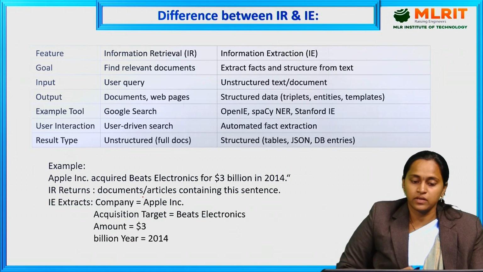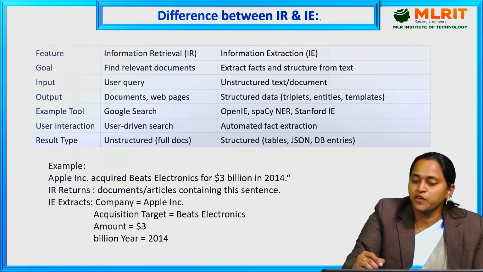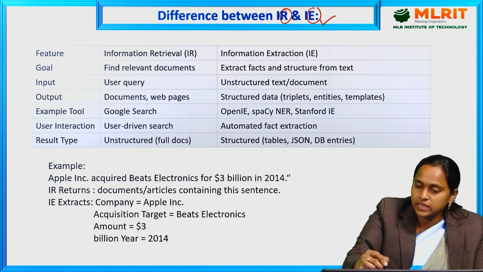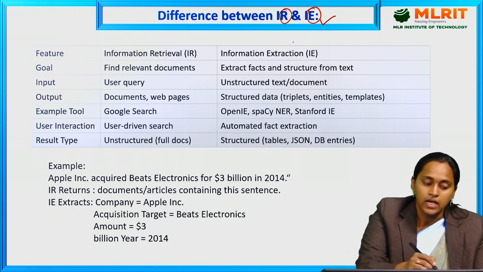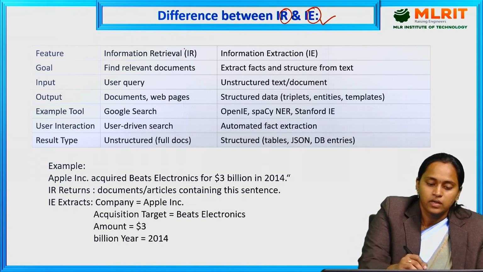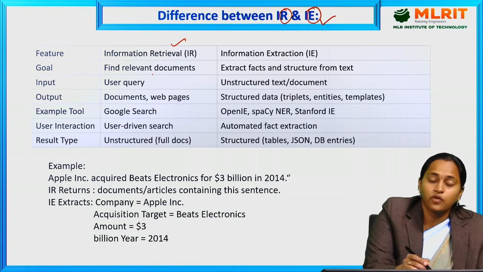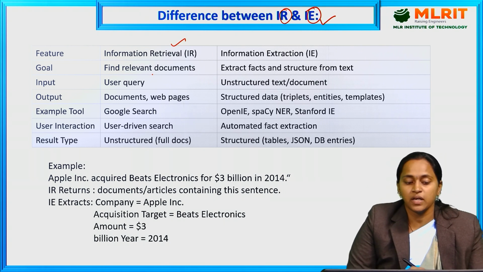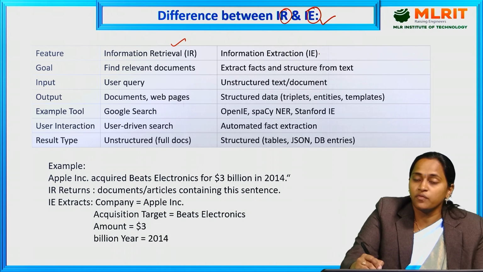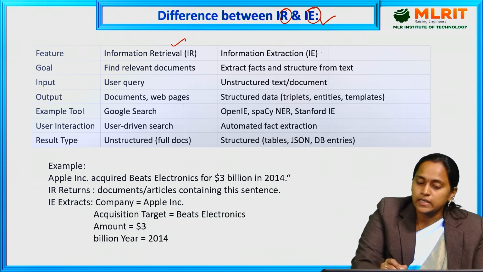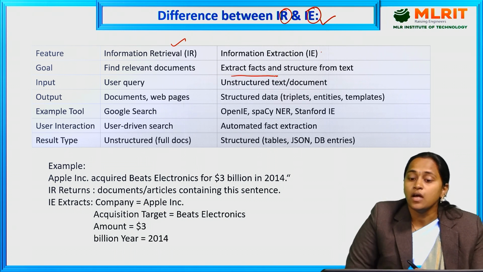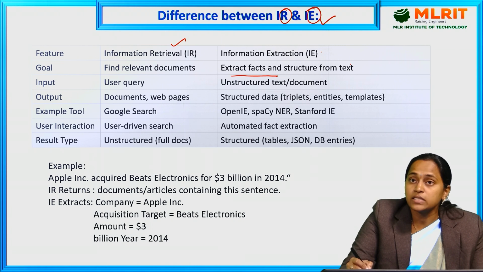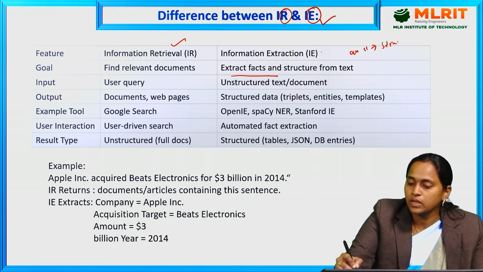Let's see the second one. What is the difference between information extraction and information retrieval? That means one retrieves and the other extracts. Let's see them one by one. First, information retrieval. What is the goal of information retrieval? To retrieve the relevant documents from the database. What is the goal of information extraction? It extracts facts and text from unstructured data into structured data.